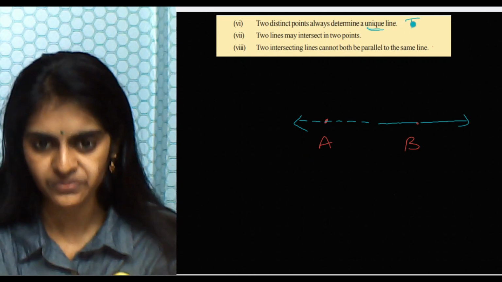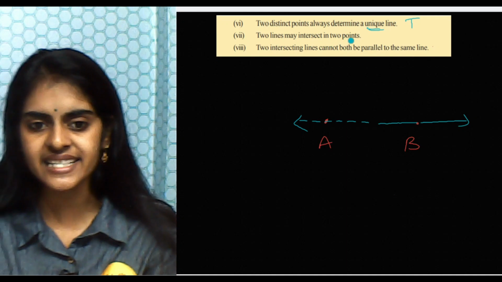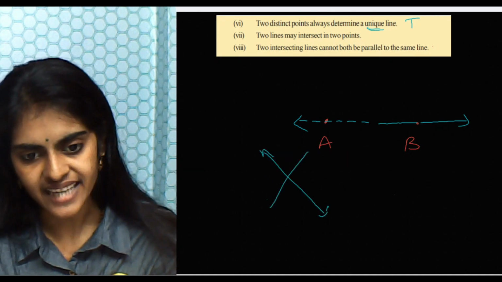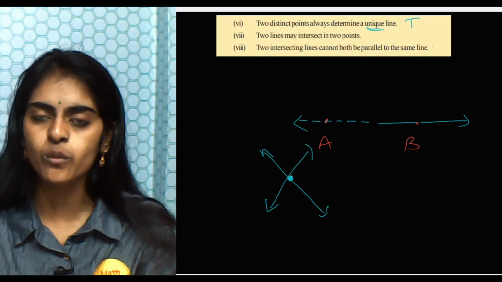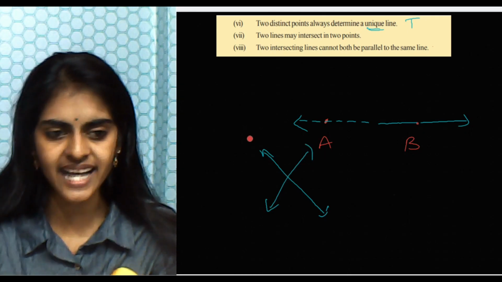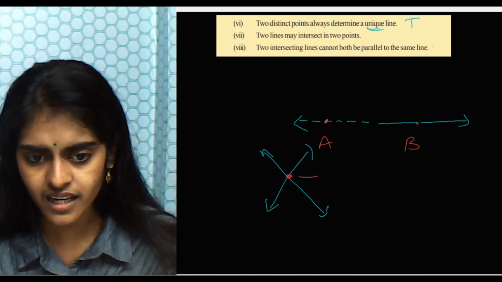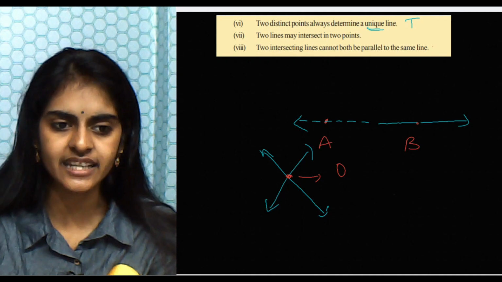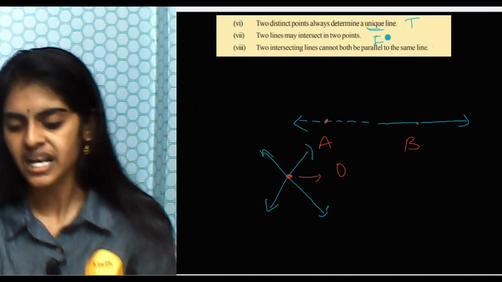So this is true. Next: 2 lines may intersect in 2 points. Now suppose I am taking 2 lines in this way, can these 2 lines intersect in 2 points? No, these 2 lines can intersect only at a single point, say that point is O. So 2 lines can intersect at 2 points is false. Clear?